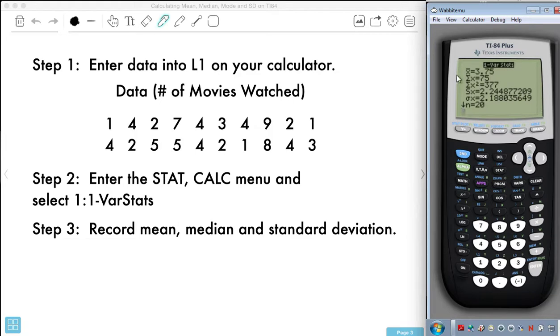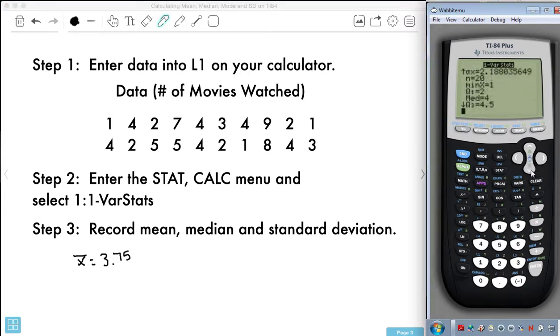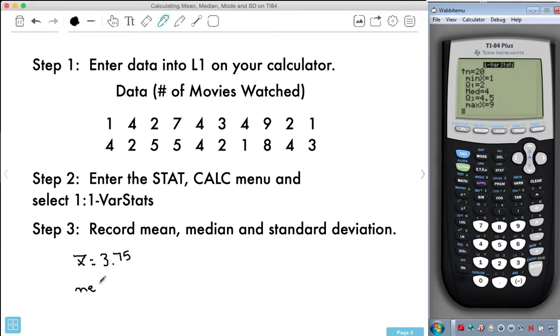The mean is the very first number. It's shown by an x with a little bar over it. So the mean of this data is 3.75. The median is a little harder to see. It's down off the screen. You have to scroll down and you're looking for the line that says Med. So my median, I'll try to write it out here on my little tablet, is 4.